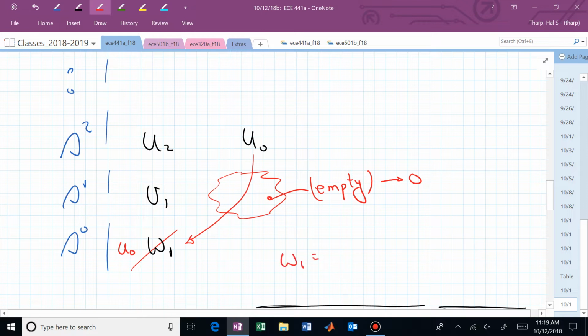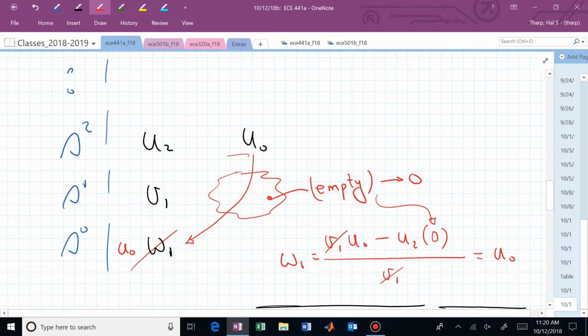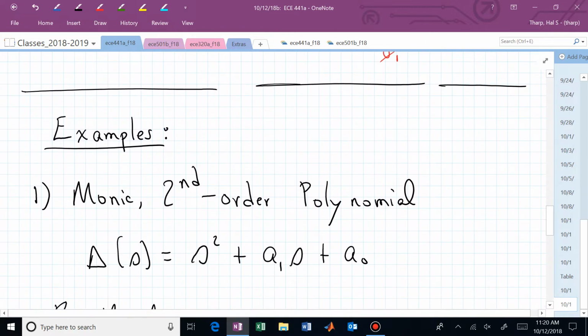W1, in this case, is now V1 times U sub 0 minus U sub 2 times this 0 element, or this empty element, divided by V1. You can see that that's always going to, when you have this empty element, that U sub 0 here will immediately slide down and become the U sub 0 element, or the element in the S to the 0 row. So that's kind of a shorthand or a short path to obtaining the constructed element in the S to the 0, or the constant row in the Routh array.